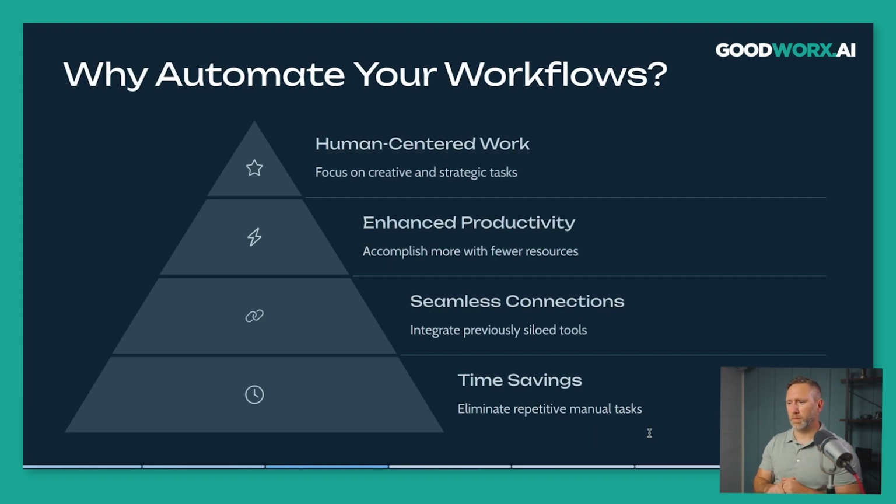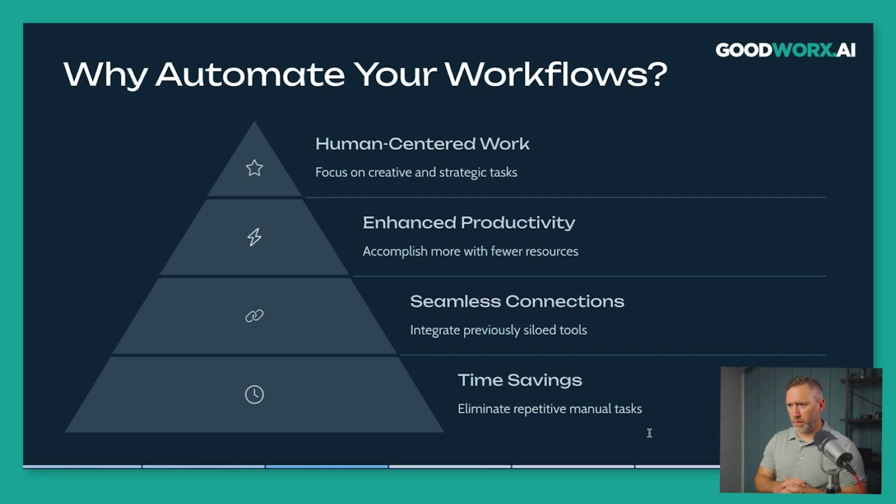And more times than not, that's going to be more time focused on human-to-human interactions. Number two, automation can enhance your productivity. Essentially, it's almost like hiring an employee. You're going to be able to do more with fewer resources because you're going to use automation to do things behind the scenes or work 24/7, even while you sleep.